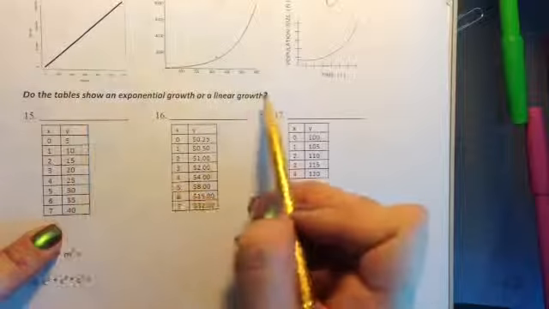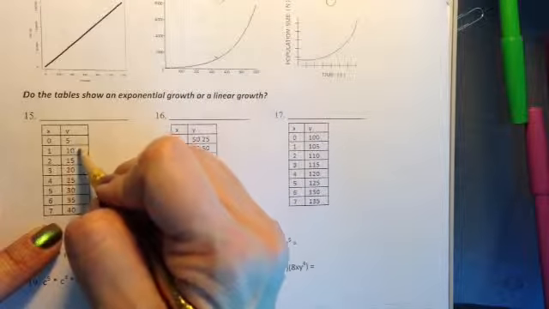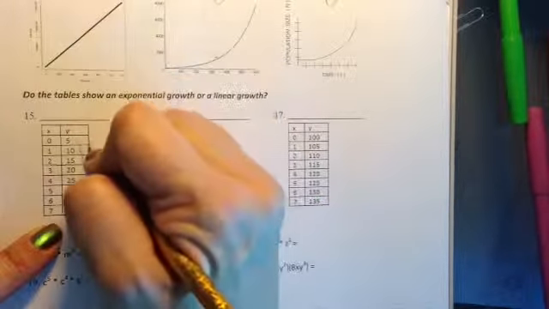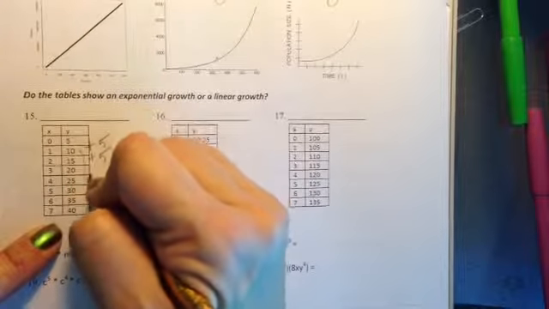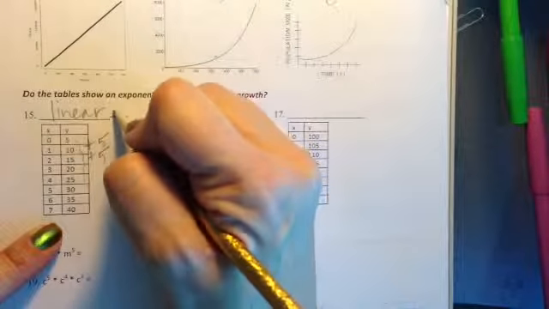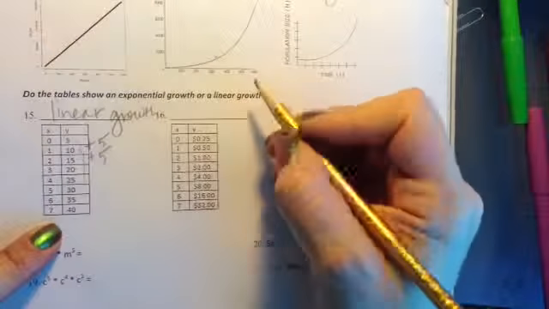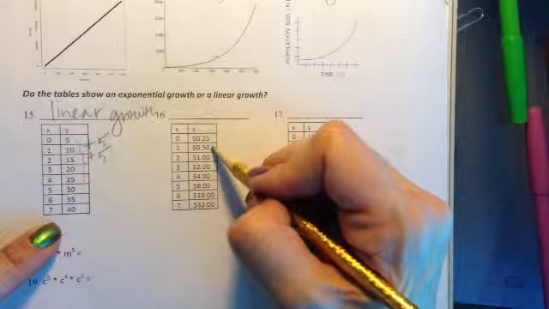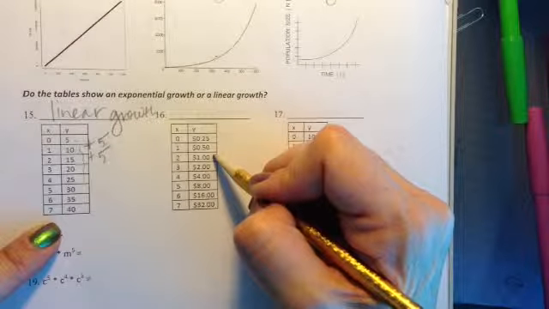Does the table show exponential or linear growth? When I look down here, I'm just looking for change. And what I notice right away is these are all adding 5 all the way down. Keep adding 5. This is going to show linear growth. I look to see if something's added. If I add 25 cents, no, that's not what I have.